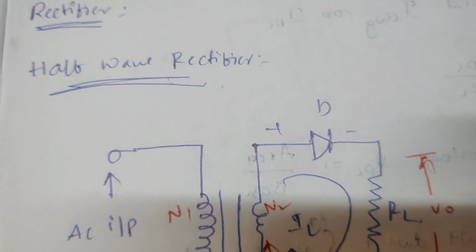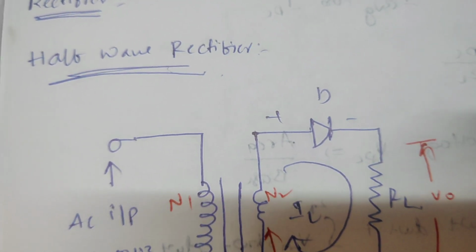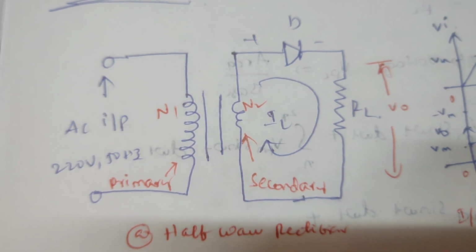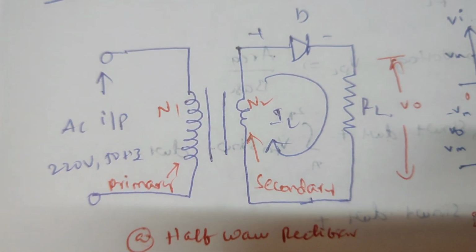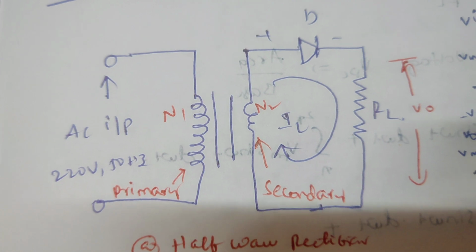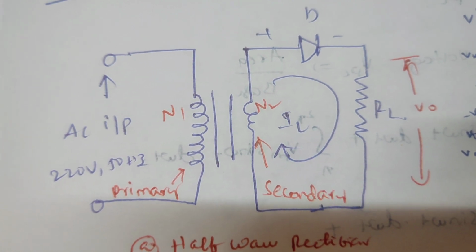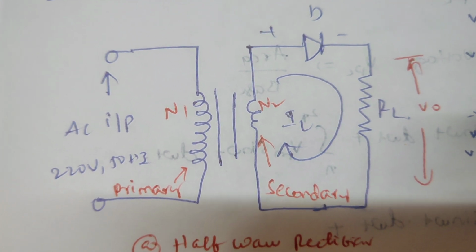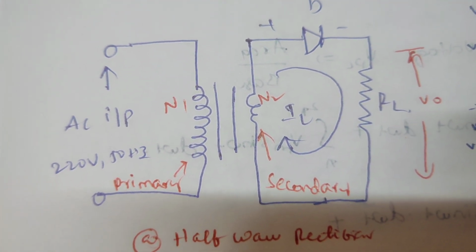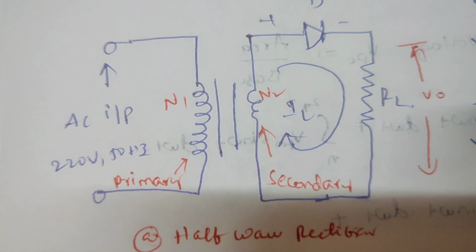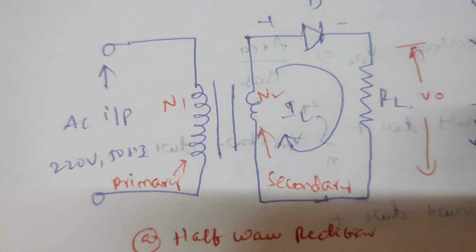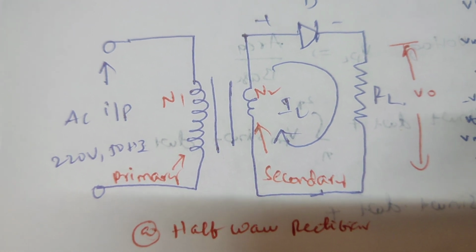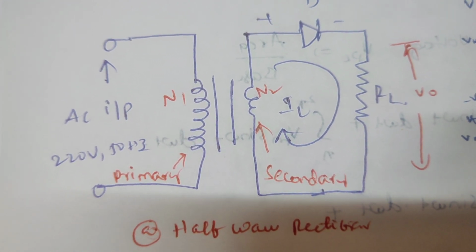Now I am going to explain the operation of a half-wave rectifier. This is the basic circuit diagram of a half-wave rectifier. It consists of a rectifying element, the diode, and one transformer. The function of the transformer is to step the source voltage either up or down. Here in this half-wave rectifier we use a step down transformer, and this transformer has two windings.